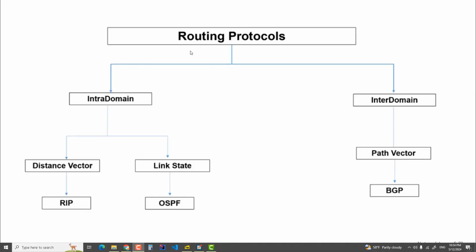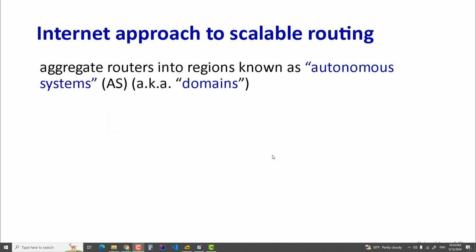Hello, today we will see the routing protocol classification, which is classified into intra and inter domains. Intra domain is divided into distance vector and link state. In distance vector we use the RIP protocol. In link state we use the OSPF protocol. In inter domain we use path vector, which uses the BGP protocol. What does that mean? We will see.